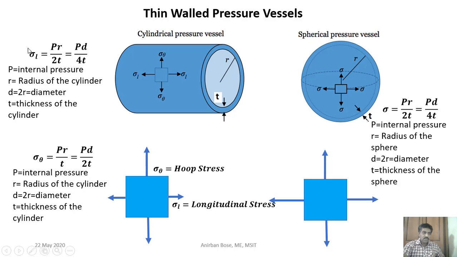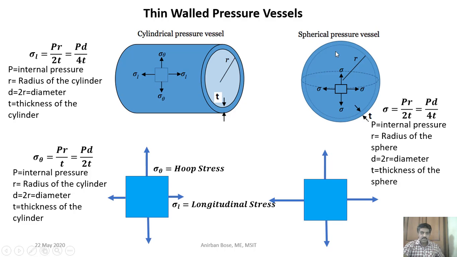Okay, now if you just compare sigma L and sigma theta, from the expression it is quite clear that sigma theta is larger than sigma L, rather twice of sigma L. Okay, so this circumferential stress is also called the hoop stress. Sigma theta, the circumferential stress, is also called hoop stress. So hoop stress is larger in magnitude with respect to longitudinal stress, and its value is PD by 2T. So this is the main observation that you have to remember.